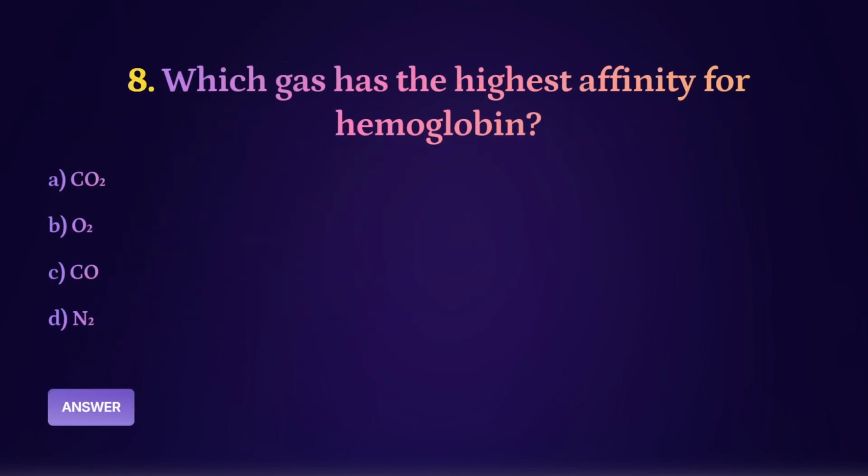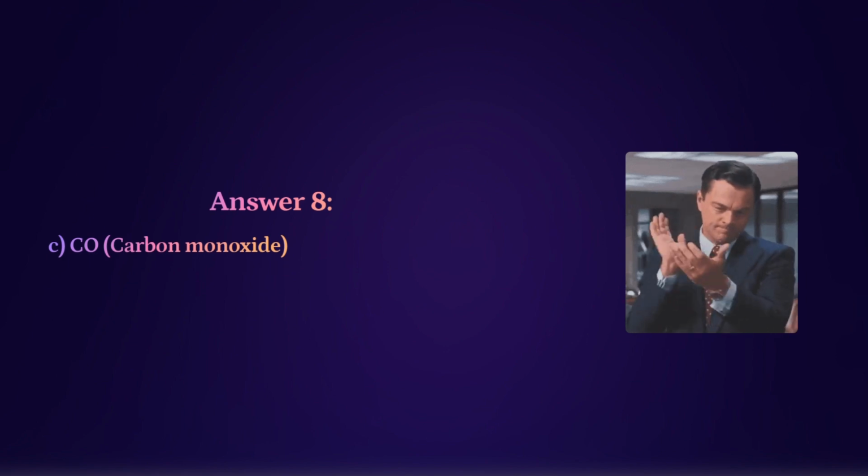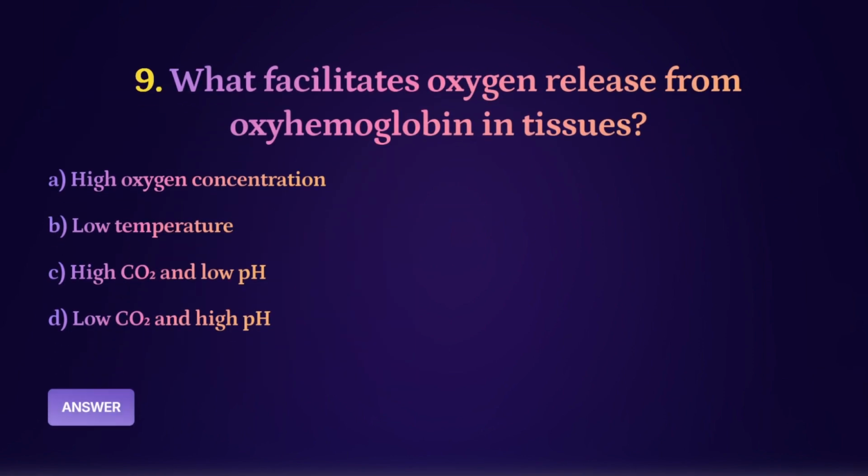Question number 8. Which gas has the highest affinity for hemoglobin? Options are carbon dioxide, oxygen, carbon monoxide, or nitrogen. The correct answer is carbon monoxide. Carbon monoxide binds to hemoglobin at least 200 to 250 times more strongly than oxygen, forming carboxyhemoglobin and thereby impairing oxygen transport.